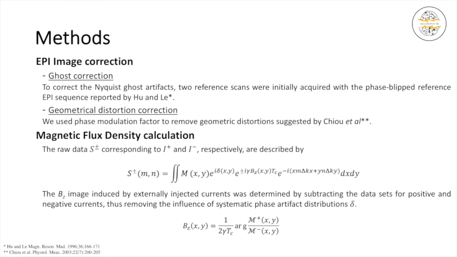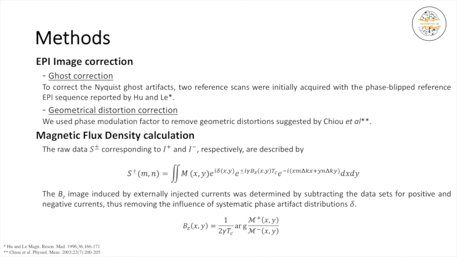K-space data for EPI acquisitions were corrected using 2 methods. First, Nyquist ghost artifacts were corrected. 2 reference scans were collected using a phase blip sequence. Then, k-space data were regrouped to map phase errors caused by inconsistencies between odd and even EPI echoes. The calculated 2D phase map was then used to remove artifacts in newly acquired data.